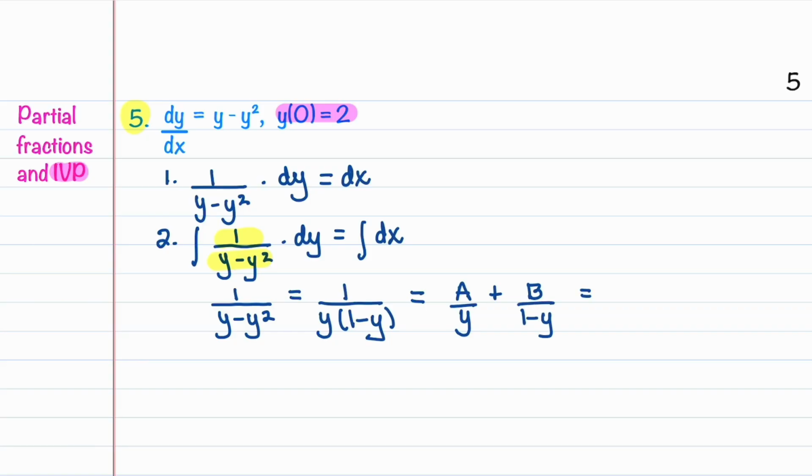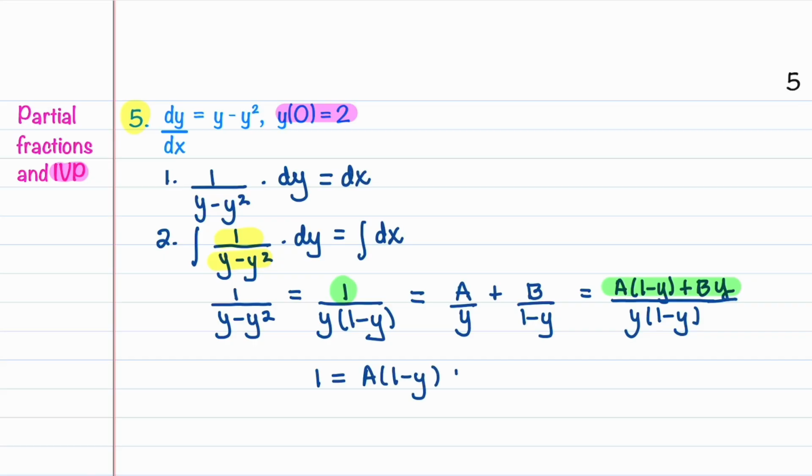Now what we have to do, and this might seem a little strange, we have to pull it back together. So we're going to make a denominator y times 1 minus y, and you can think of cross multiplying. So this becomes a times 1 minus y plus b times y. Now we're going to set 1 equal to this expression. We have 1 equals a times 1 minus y plus b times y.